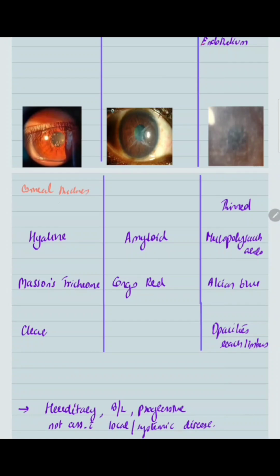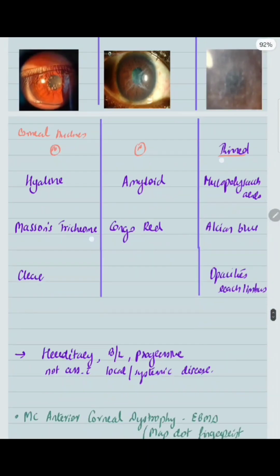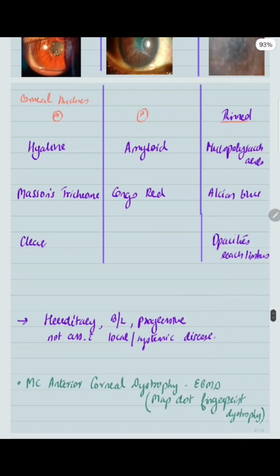Corneal thickness is normal in granular and lattice, whereas it is thinned out in macular. In granular, the material accumulated is hyaline and the stain used is Masson's trichrome. In lattice, the material accumulated is amyloid and the stain used is Congo red. In macular, the material accumulated is mucopolysaccharide and the stain used is Alcian blue.